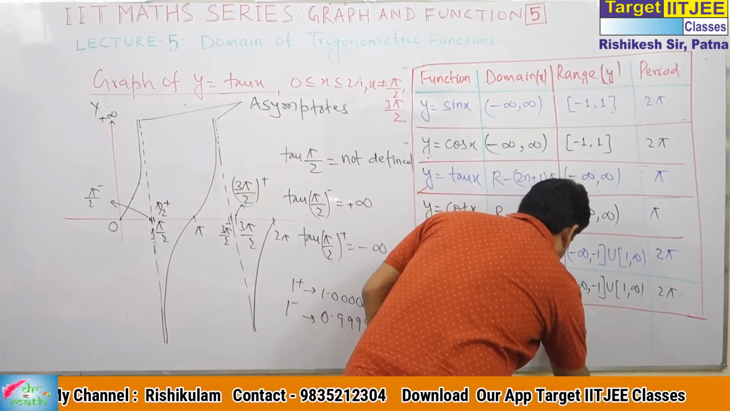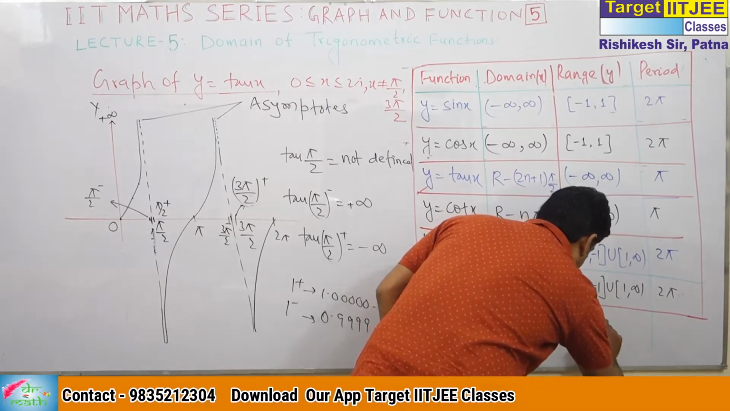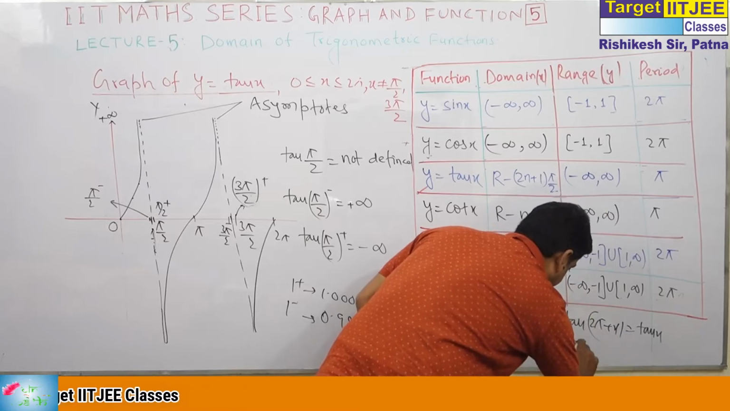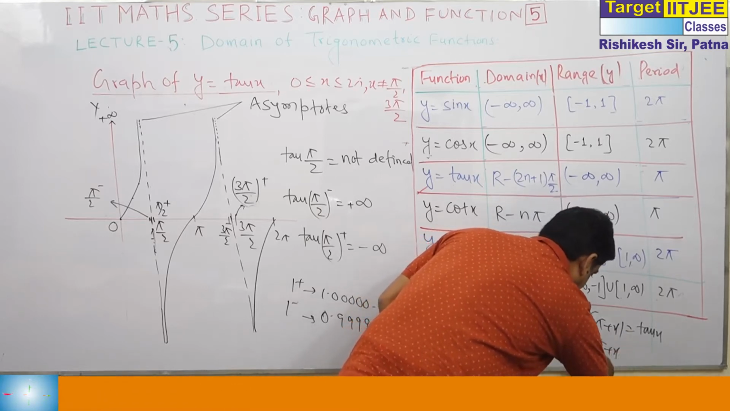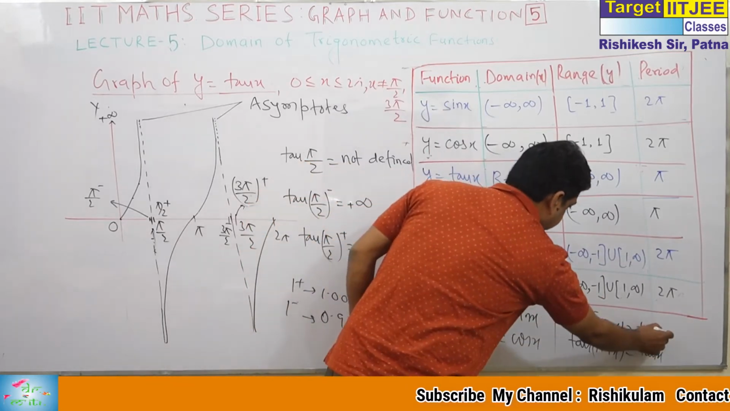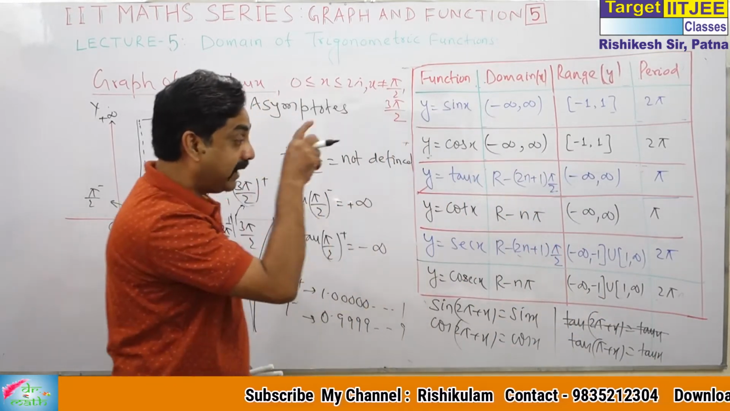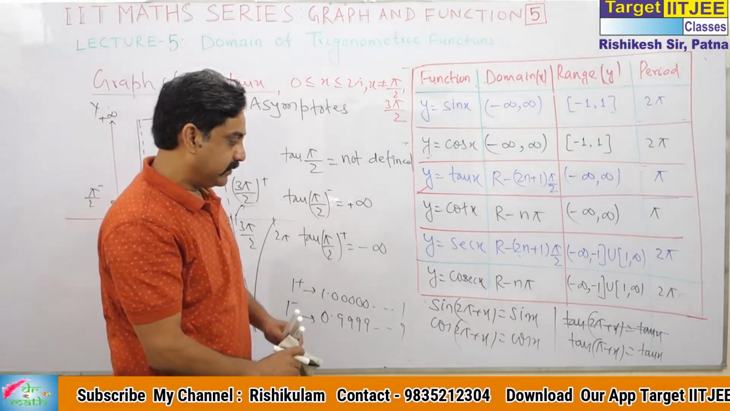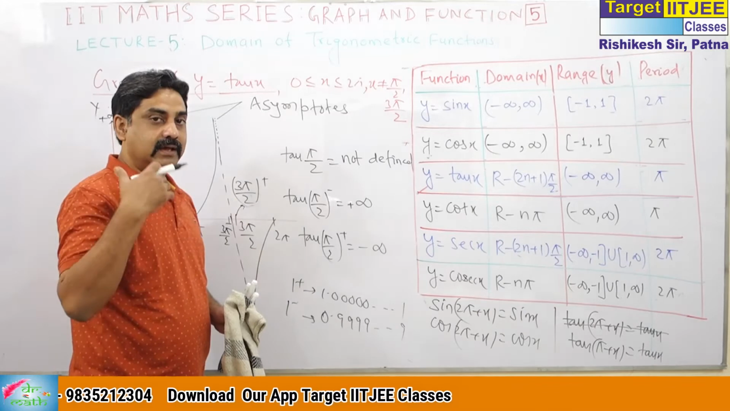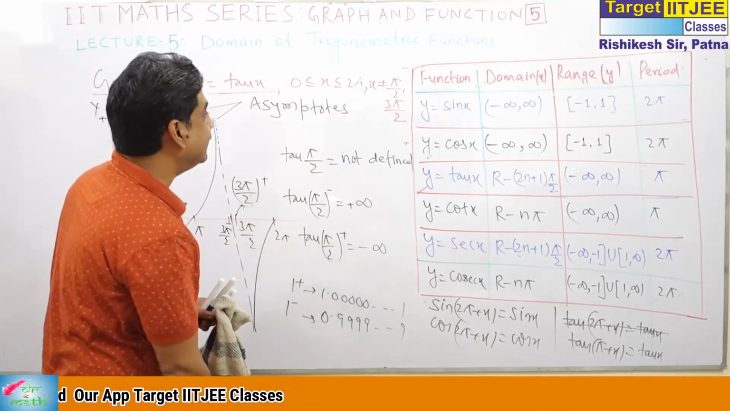But in the case of tan 2 pi plus x, it is also tan x. But here we get a smaller value: tan pi plus x is also tan x. So for the period, we take the smaller value. Period means the minimum value after which the value of the function repeats.